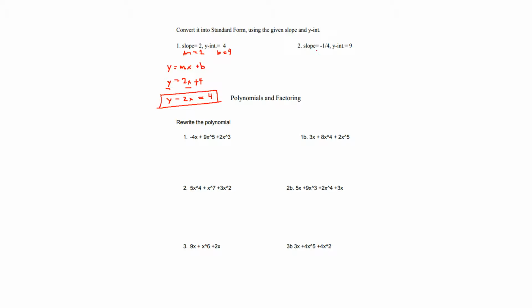Number 2, slope equals negative 1 over 4, and the y-intercept is 9. So you could write this equation as y equals negative 1 over 4 x plus 9, just y equals mx plus b. And then to turn it into standard form, just add 1 over 4 x to both sides of the equation. So it's y plus 1 over 4 x equals 9.